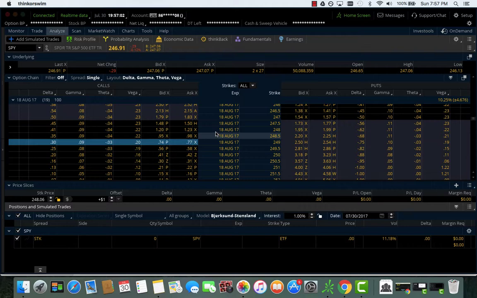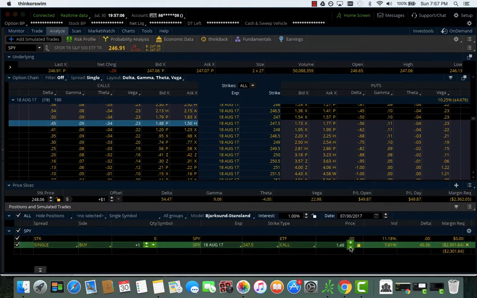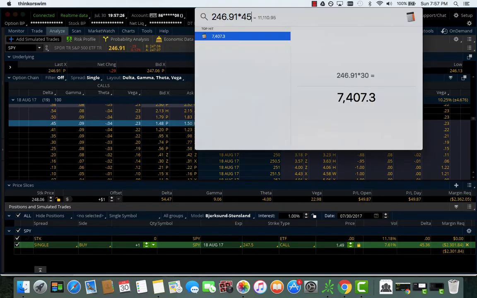Let's do it with a different option. Let's do the 247 and a half call for $1.49. If we want to purchase this option, which has a 45 delta, we pay $149, right? To get a synthetic equivalent of 45 shares of stock. If we want to buy 45 shares of stock, that's going to cost us almost $11,000.